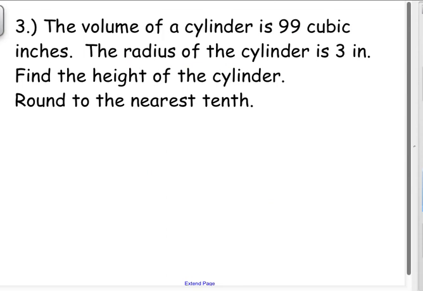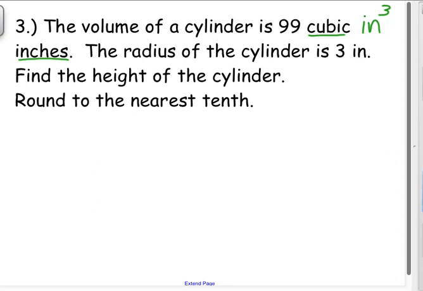Question number 3 says, the volume of a cylinder is 99 cubic inches. Cubic inches just means inches to the third power. So if you see cubic inches, it really just means inches to the third. It just indicates that you're working with volume. The radius of the cylinder is 3 inches. Find the height of the cylinder, round to the nearest tenth.